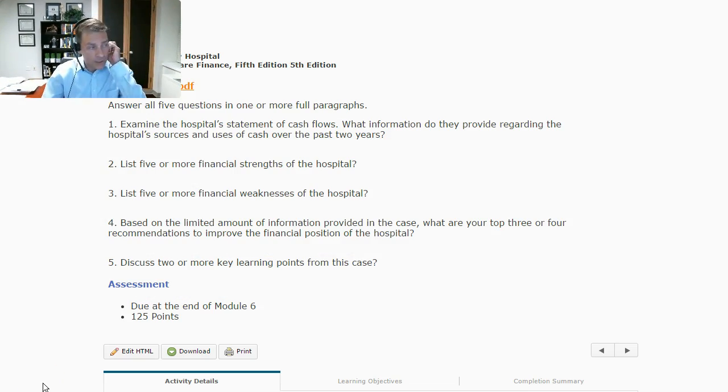So that one question, like question 4, based on the limited amount of information provided in the case, what are your top 3 or 4 recommendations? I mean, you could actually give 3 recommendations in one sentence. You know, decrease costs, increase patients, lower fixed costs, something like that. You could do that, but obviously that's not 1 to 2 paragraphs of content. So you want to expand on that, and how do you expand?